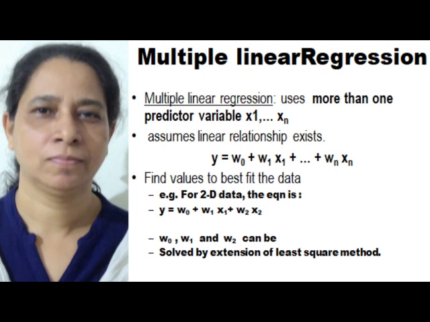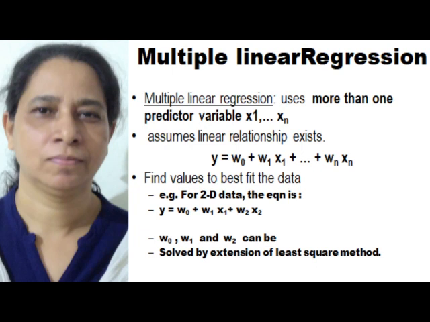Now let us see what is multiple linear regression. Multiple linear regression is an extension of straight line regression. It involves more than one predictor variable. It allows response variable y to be modeled as a linear function of, say, n predictor variables. So the equation is y is equal to w0 plus w1 x1 plus w2 x2 plus etc. up to wn xn.